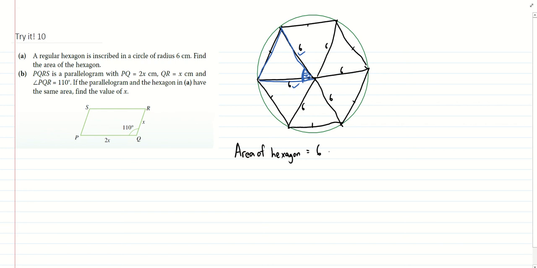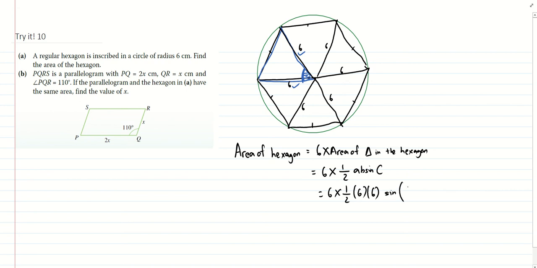the area of hexagon is simply 6 times the area of the triangle inside the hexagon. Okay, and let's just put in the formula for the area of triangle. 6 multiplied by half ab sine C. Okay, and because I have my a and b, which is 6 and 6, so 6 multiplied by half, bracket 6, bracket 6, sine C, so sine C will simply be my angle included in between the two lengths, so it will be 360 degrees divided by 6.